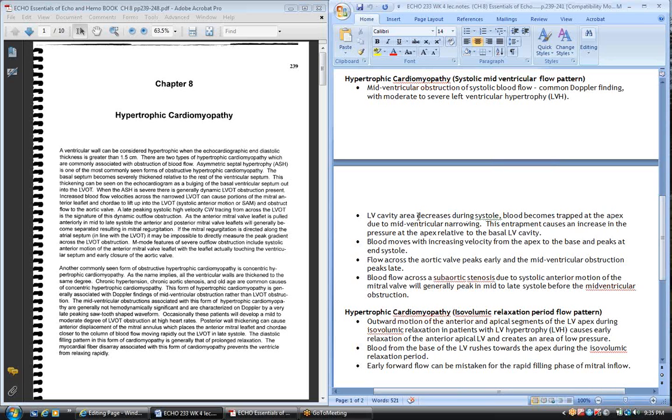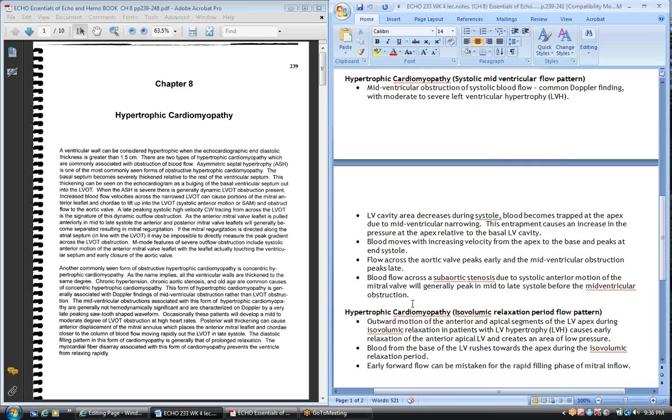Blood becomes trapped at the apex during the midventricular narrowing. This entrapment causes an increase in the pressure at the apex relative to the basal LV cavity. Blood moves with increasing velocity from the apex to the base and peaks at end systole. Flows across the aortic valve peak early, and the midventricular obstruction peaks late.